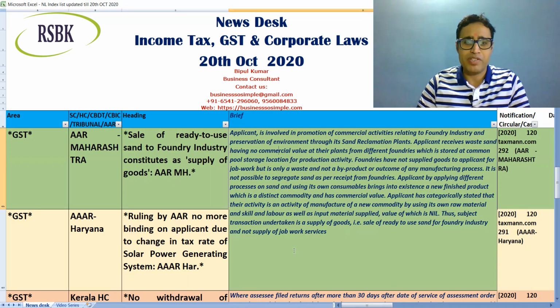Applicant, by applying different processes on the sand and using its own consumables, brings into existence a new finished product, which is a distinct commodity and has commercial value. Applicant has categorically stated that the activity is manufacture of a new commodity using its own raw material, skill and labor, as well as the input material supplied, the value of which is nil. The subject transaction undertaken is a supply of goods, that is, sale of ready-to-use sand for the foundry industry, and not a supply of job work services.